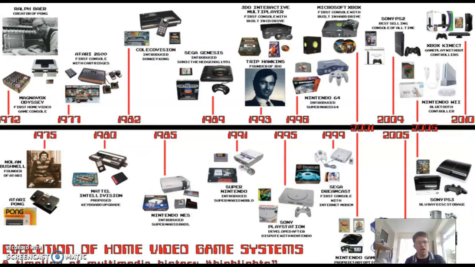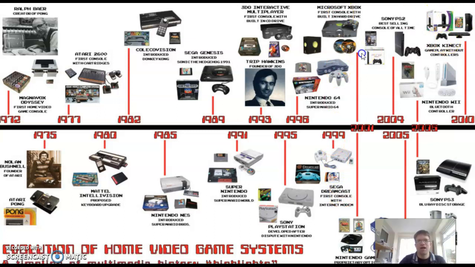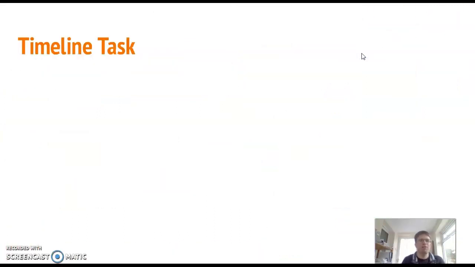Here's one that I found earlier. You might create something like this, right? Where you've got the different consoles and stuff that came out. With Nintendo coming out in 1985, the PlayStation in 1995, the first internet modem, the first console that might be able to go online in 1999, Xboxes, Xbox Kinect, and so on. So your task is to make a timeline.